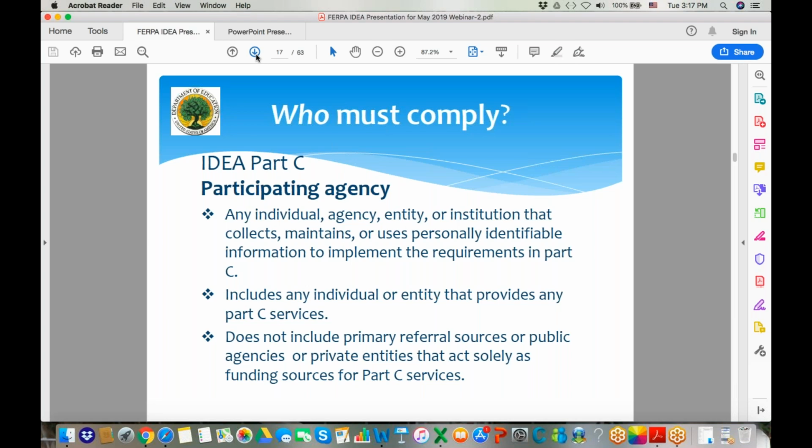So under IDEA, it is the participating agency, both under IDEA Part C and under IDEA Part B, that must comply with the confidentiality provisions. What does that mean? Who is the participating agency? It's any individual agency, entity, or institution that collects, maintains, or uses PII to implement the requirements of IDEA.